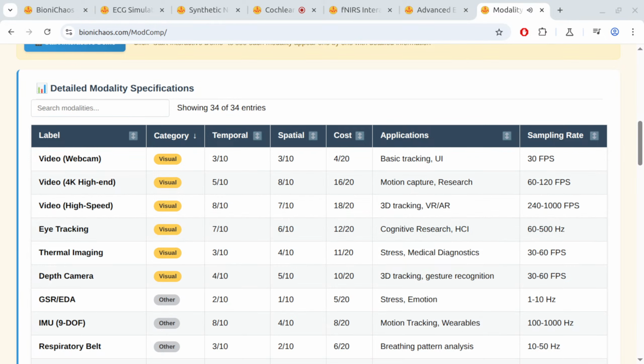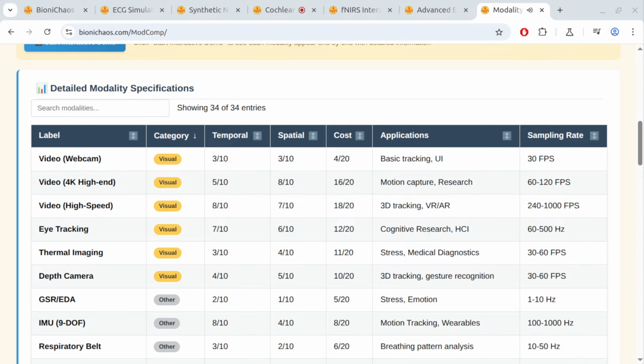Absolutely. And it puts those average stats in perspective, around 5.9 temporal, 4.0 spatial, 11.2 cost. Most sensors land somewhere in that middle ground, balancing the features and the budget. Which means the real skill isn't finding the objectively best sensor. No, not at all.